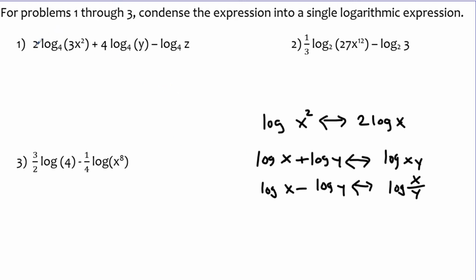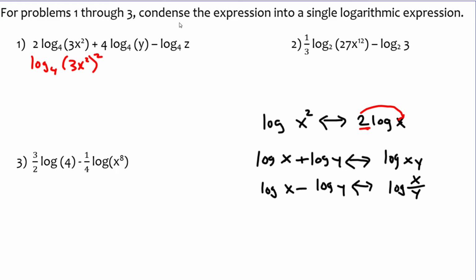So with this problem, I'm going to look at each of the terms. If there happens to be any number sitting out front like this 2, which we call coefficients, we're going to bring those back inside. So I'm going to do that for each of these, and we have to be careful. I'm going to bring in the 2 and bring in the 4, and it's going to look like log base 4 of 3x squared. And then when I bring in the 2, it's going to say squared.